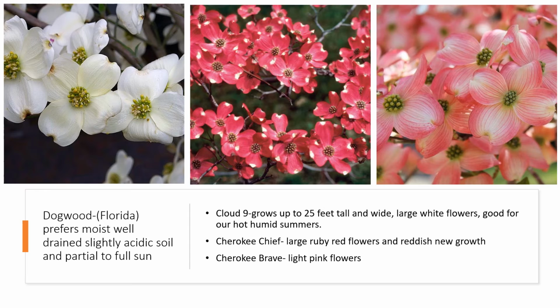There in the middle, that's Cherokee Chief. It has large ruby red flowers and has reddish new growth. Most of the dogwoods, none of them are really red. They're all going to be pink. This is a really dark pink though. And then on the right there we have Cherokee Brave. This one's really beautiful in full bloom. It has a two-toned flower, which is pink and white together. It's a very nice variety. There's a whole series of the Cherokee dogwoods out there, with a lot of different flower shapes and colors.